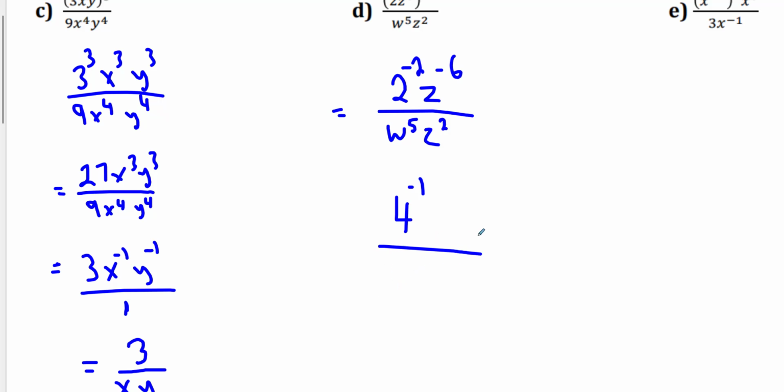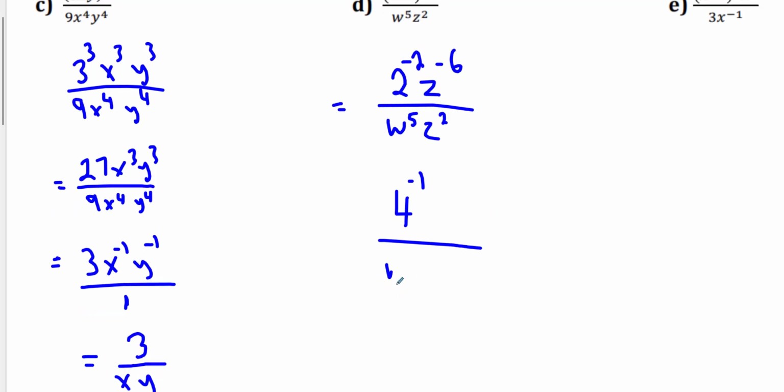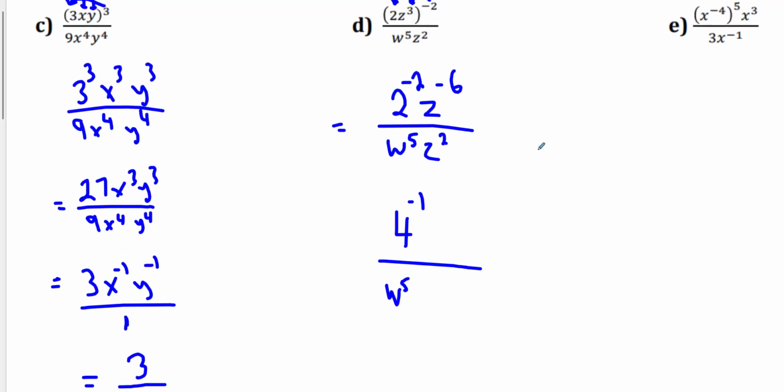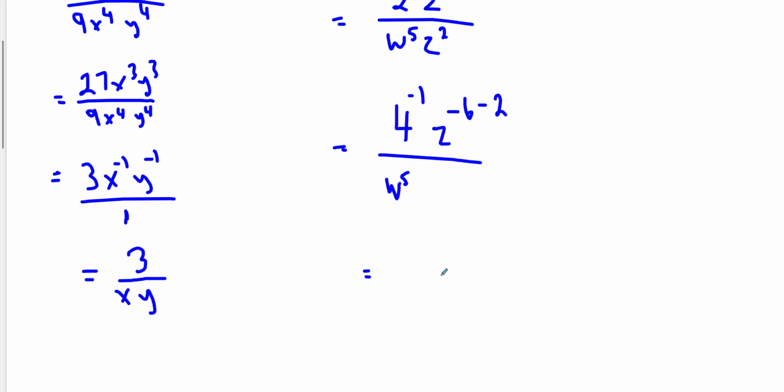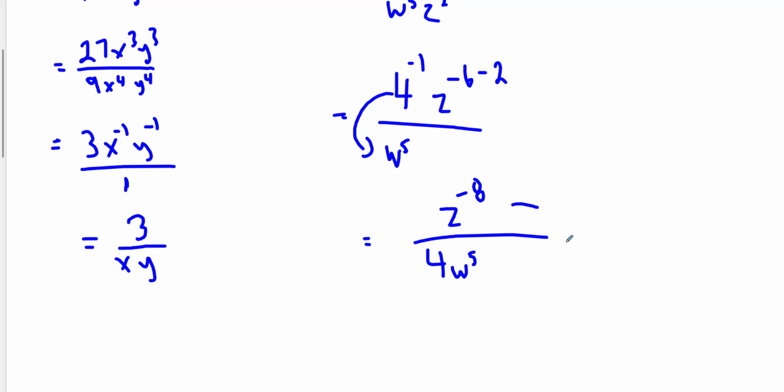Oh, the w. W is just chilling there. There's nothing going on with the w. But the z, so I have z to the negative 6, and then that's dividing by 2, it's going to be minus 2. So here, the answer is going to be, the 4 is going to go on the bottom because it has a negative exponent, so it's going to be 4w to the 5, and z to the power of negative 8. But remember, that negative 8 means that it's supposed to go down.